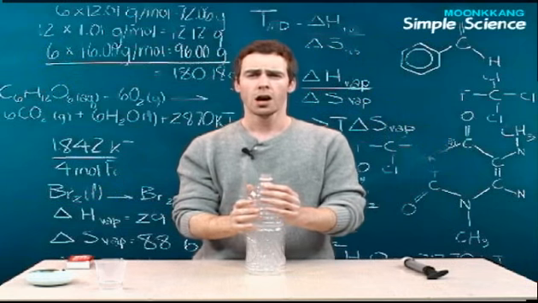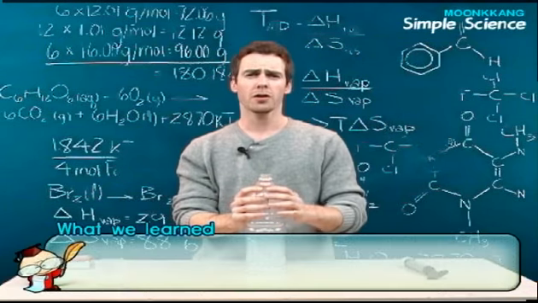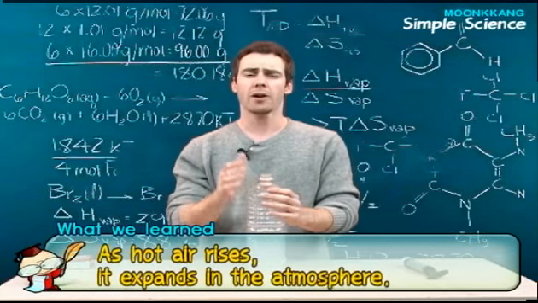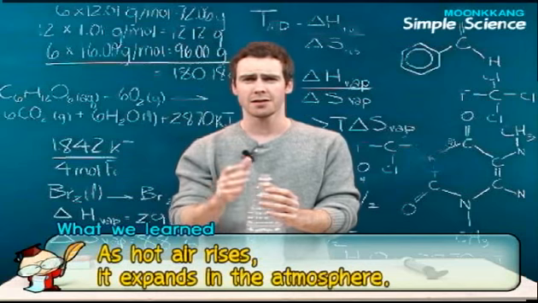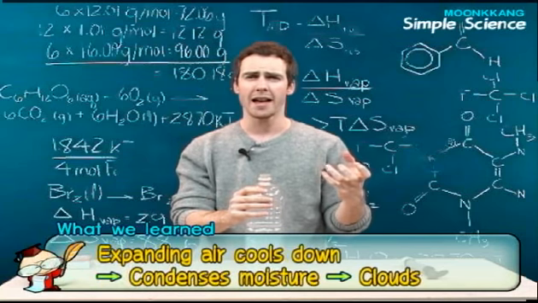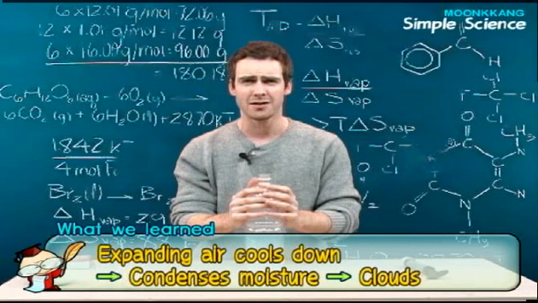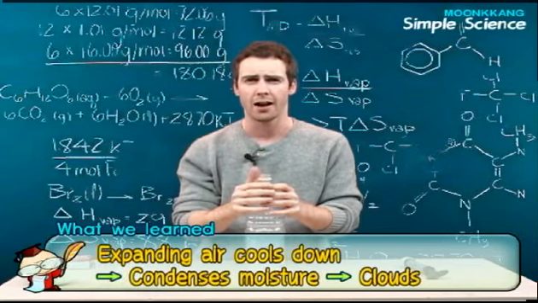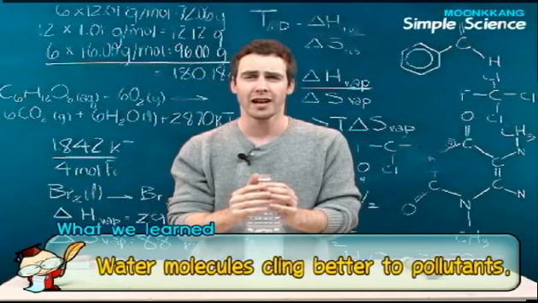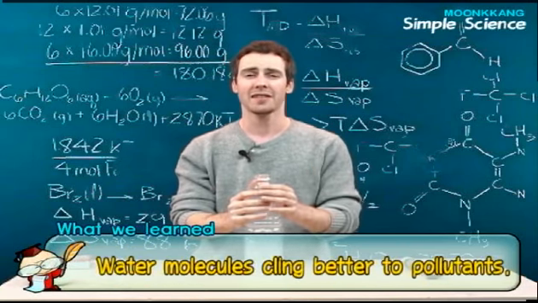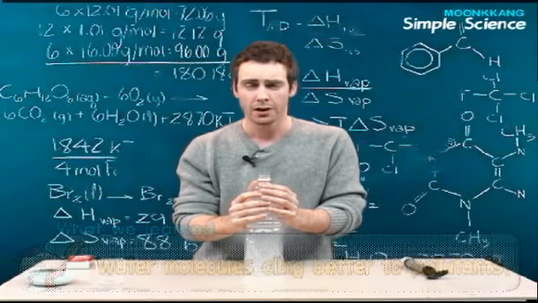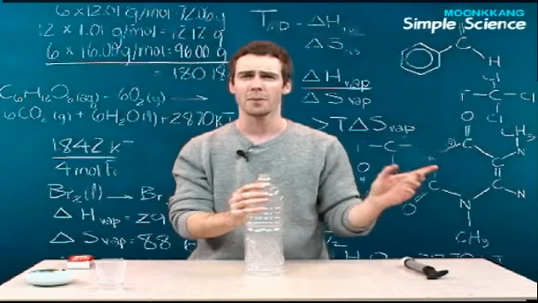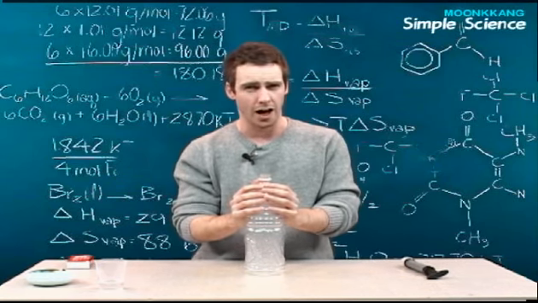Okay, so what did we learn today? Well, for a cloud to form, there has to be sufficient moisture in the air. Now, when air is heated, it expands and rises. As the air expands, it then cools down and condenses, and that changes the water vapor into water droplets, which creates our cloud. Finally, the water molecules in the air can actually bond better to pollutants than they can actual air molecules. So next time you look up at the clouds, think about this process and realize that there's a lot going on to make your friendly, fluffy giants in the sky.